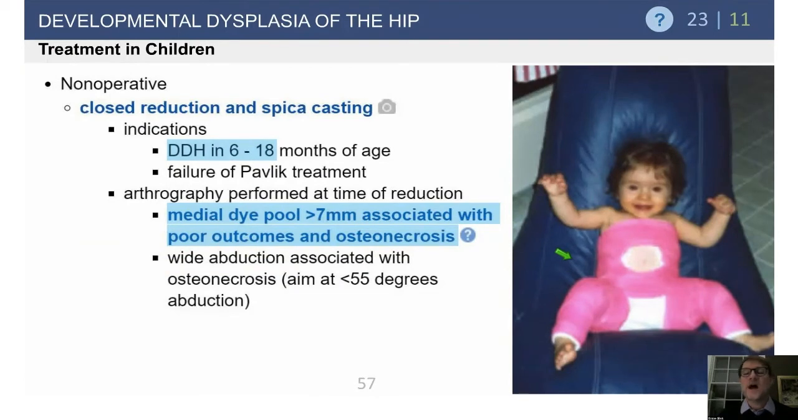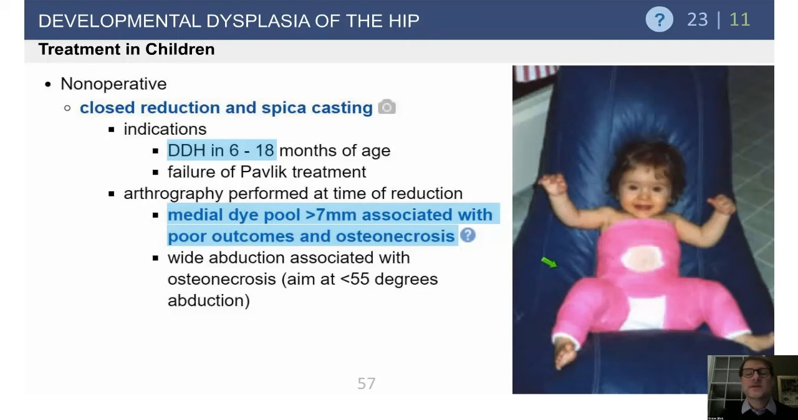So let's say non-operative treatment such as bracing in infantile DDH doesn't work. Well, then the next option of treatment is closed reduction and spica casting, and this is best in DDH 6 to 18 months of age. And when you do a closed reduction, you want them in this position here, which is the legs flexed at least 90 degrees, abducted 45 degrees, with the hip nicely reduced, confirmed on CT and/or MRI.